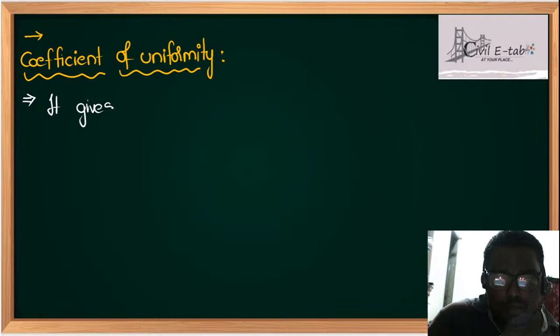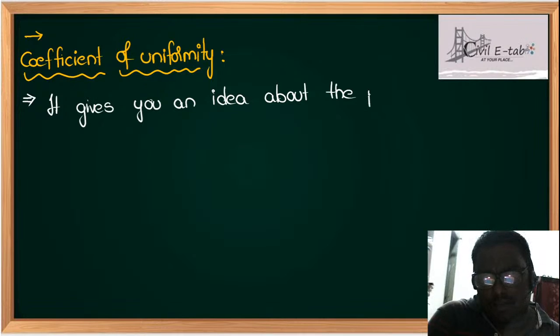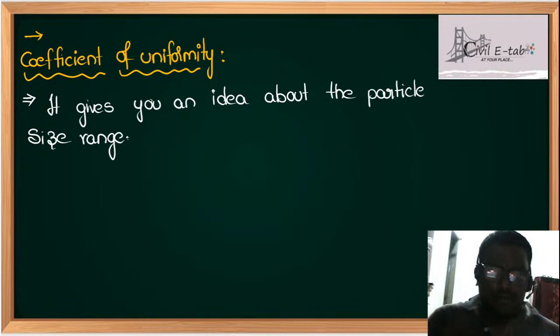It gives you an idea about the particle size range. Am I clear, students? It gives you an idea about the particle size range. So this is what you will be learning in coefficient of uniformity. What is coefficient of uniformity? Coefficient of uniformity gives you an idea about the particle size range.